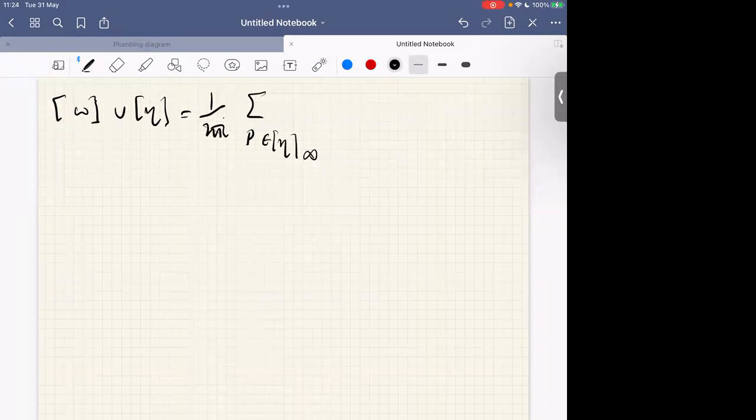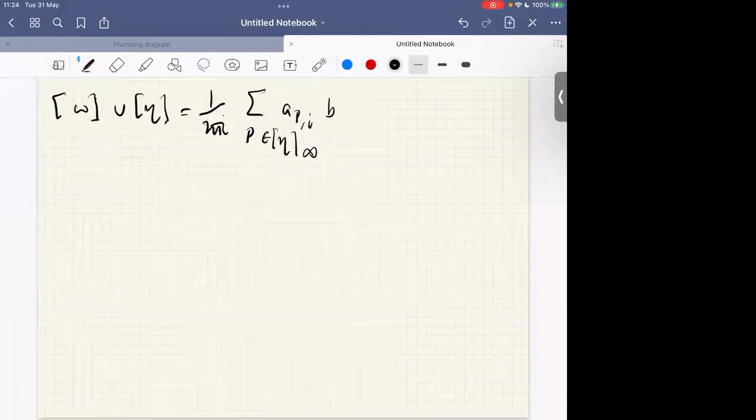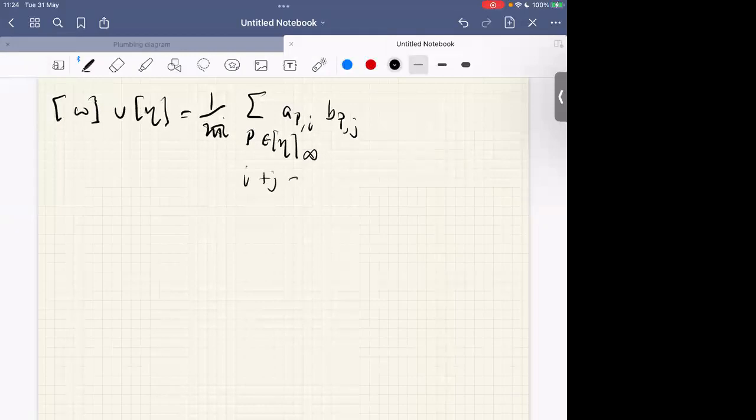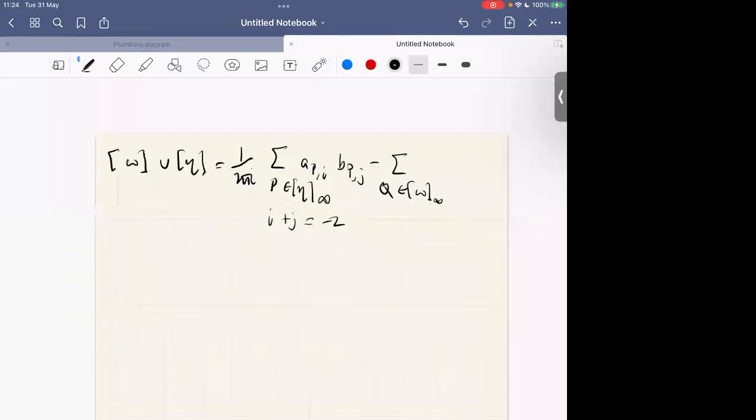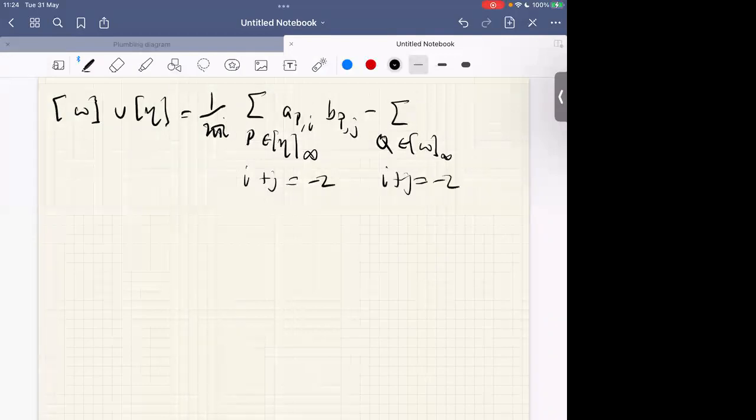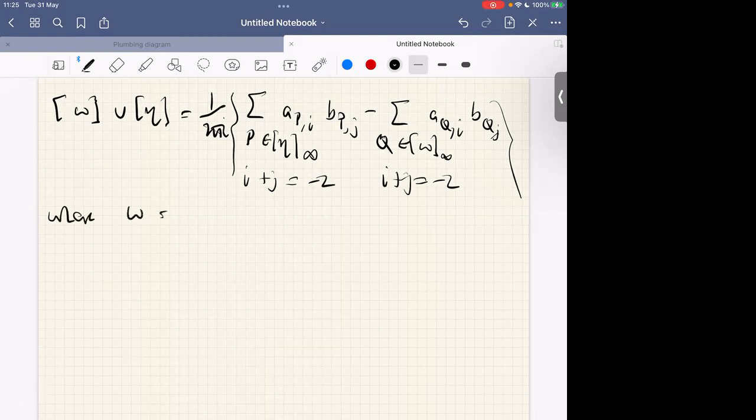Right. I see something's gone wrong with my notes. Right, so a_P,i, b_P,j, where we sum over i plus j equals minus 2, minus the sum over the poles of omega, i plus j equals minus 2, of a similar thing, but where we have a_Q,i, b_Q,j, where omega has an expansion in terms of a coordinate at each point.